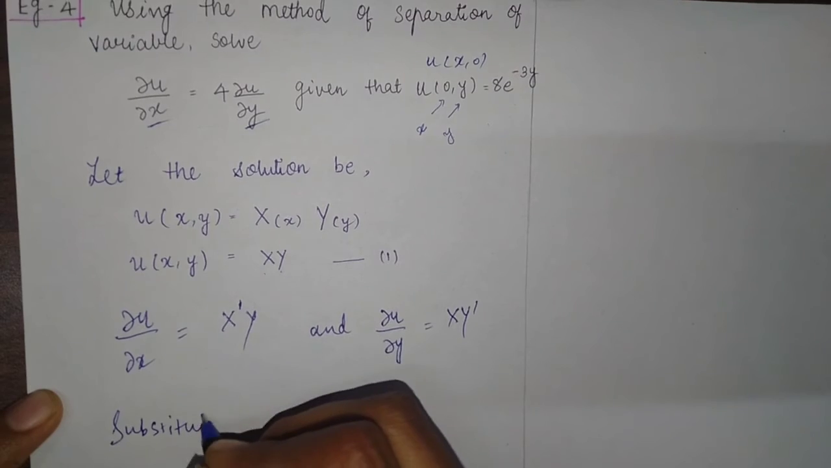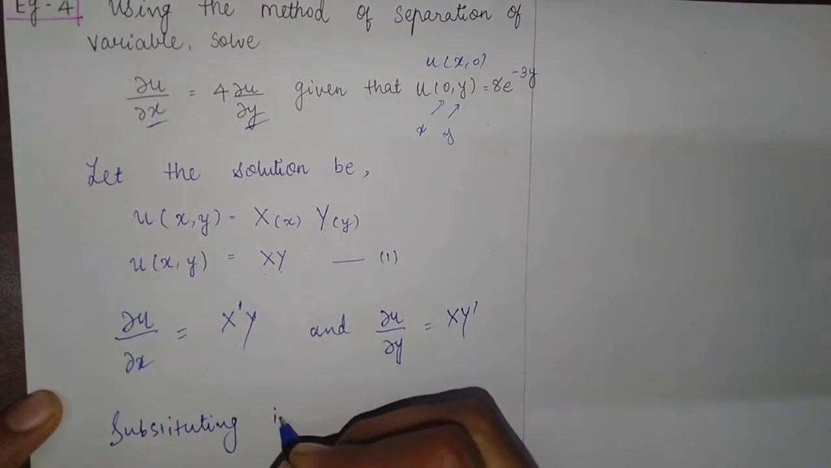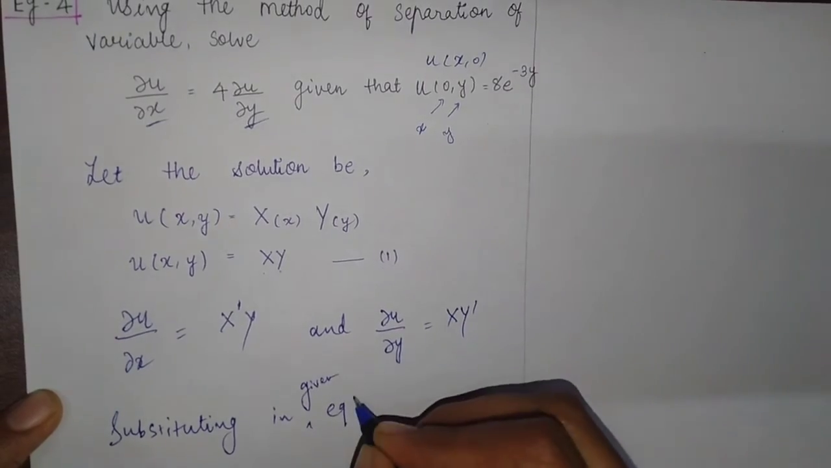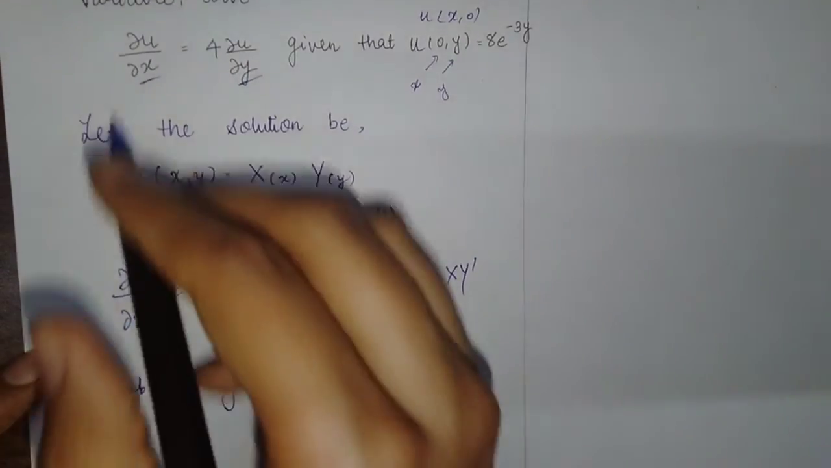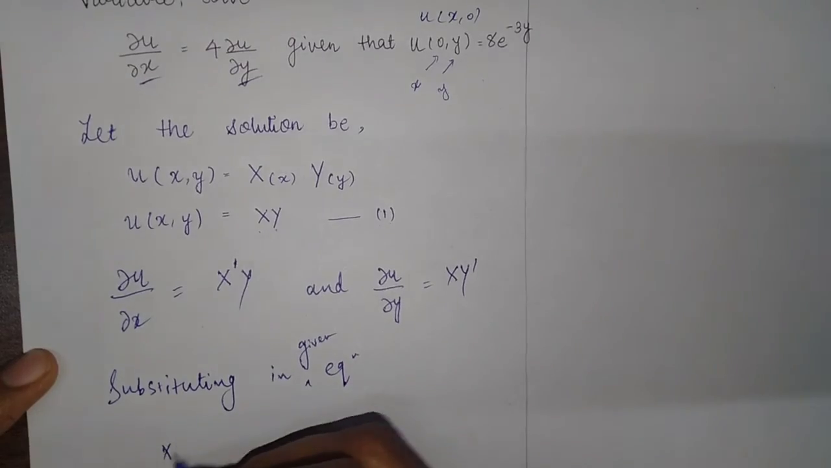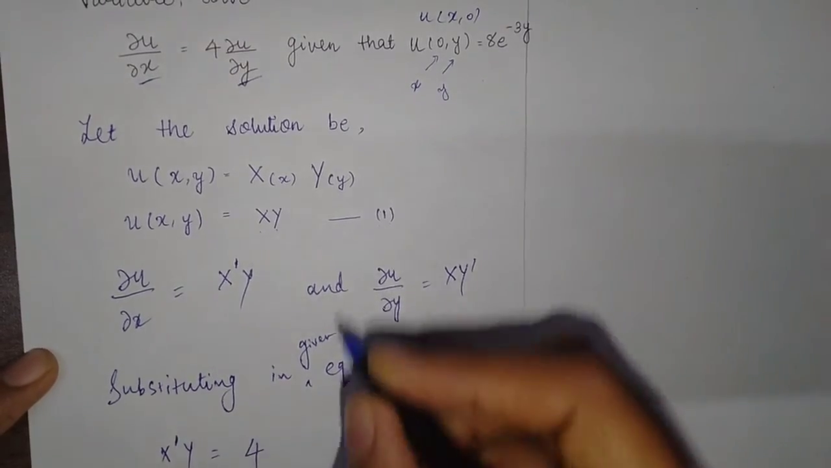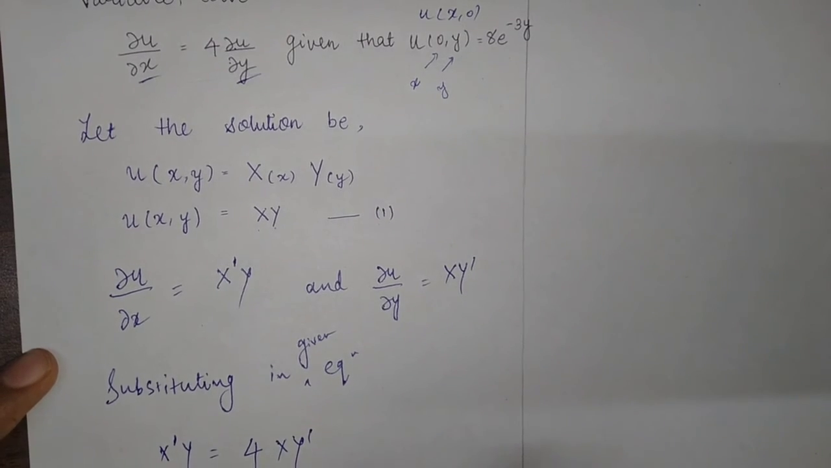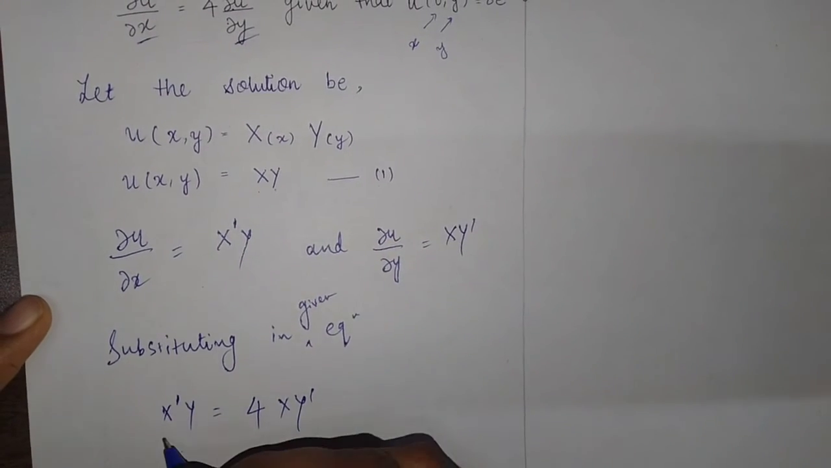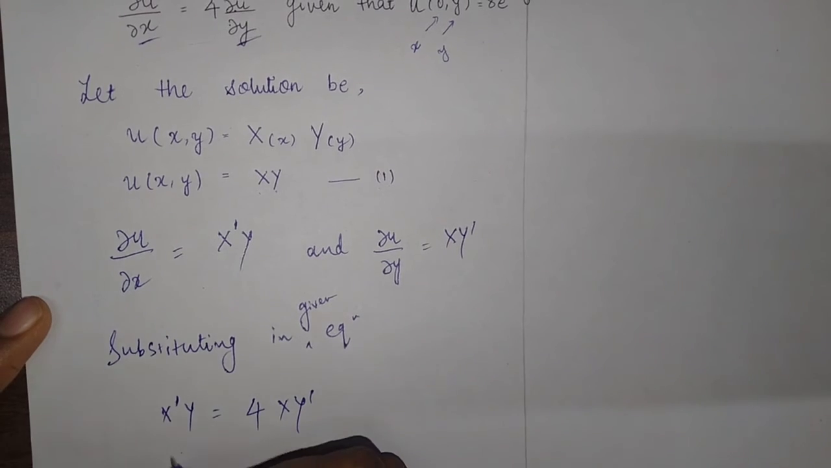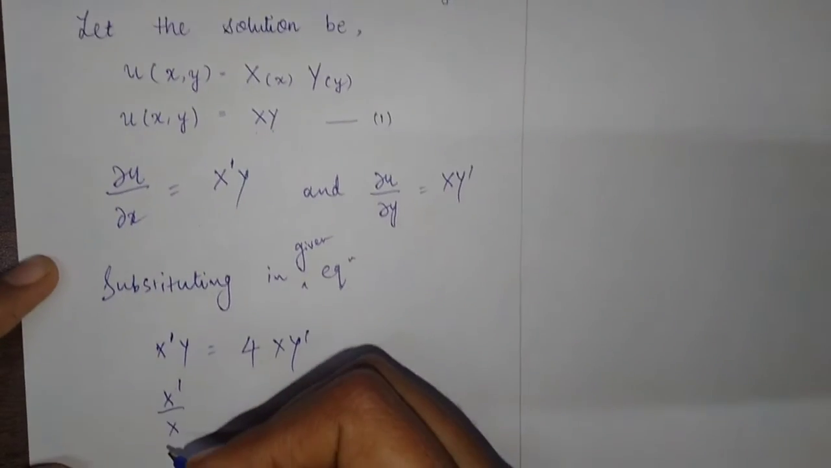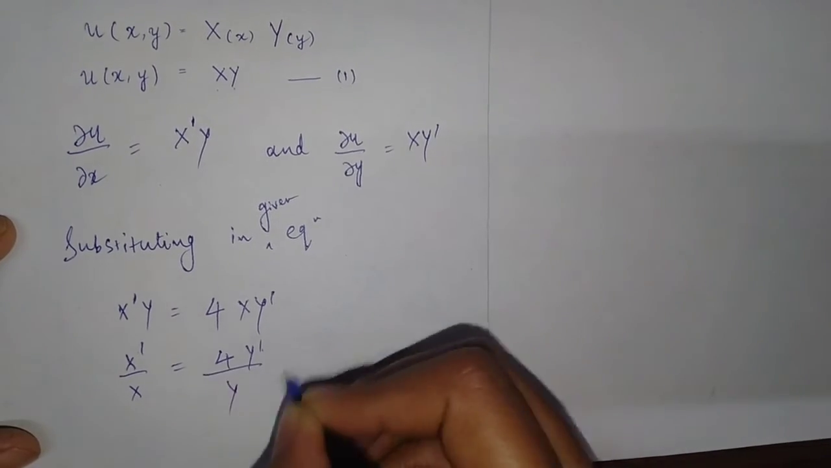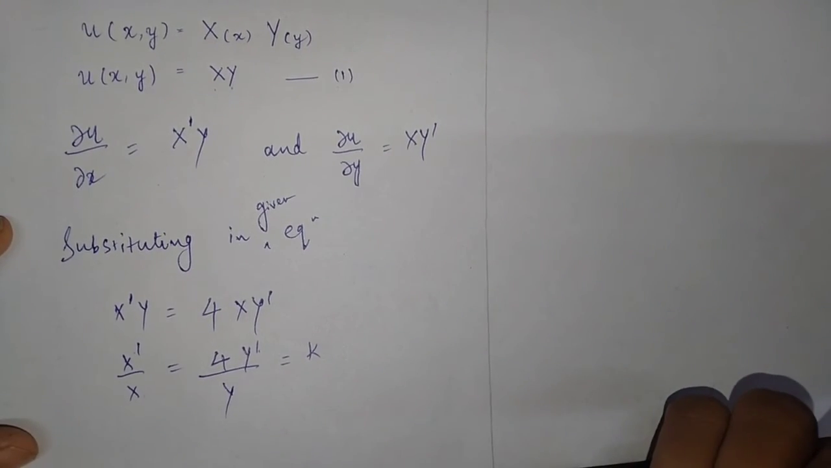Now we will put these values in the given equation, that is in this equation. So substituting in the given equation, then what will we get? In place of del u by del x we have to write x dash y equal to 4 into del u by del y, which is x y dash. So if I take this x term here and y term here, then I will get x dash by x equal to 4y dash by y, and that is equal to k.